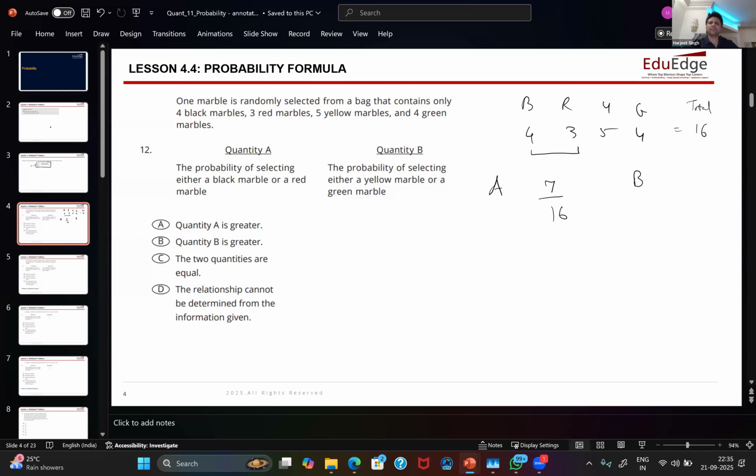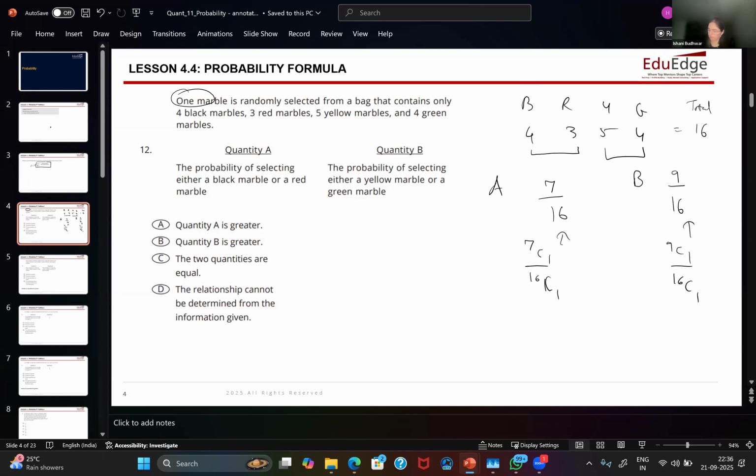Got it? And what is B? The probability of selecting yellow or green, which is this. That's 9 divided by 16. Only one marble is selected, right? Now, I've directly written this. Ideally, you should be writing 7C1 divided by 16C1, and here 9C1 divided by 16C1. Answer is the same. But here, since only one was selected, I directly wrote the number because I know NC1 is equal to N.